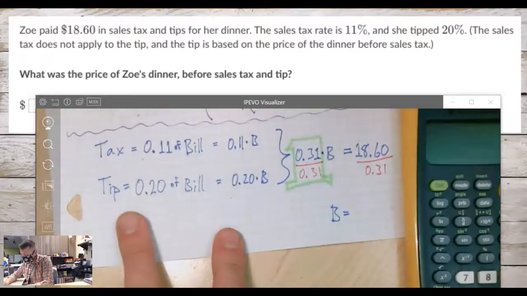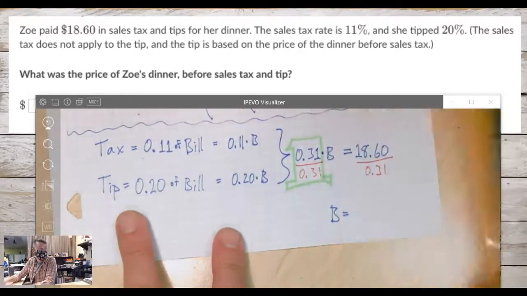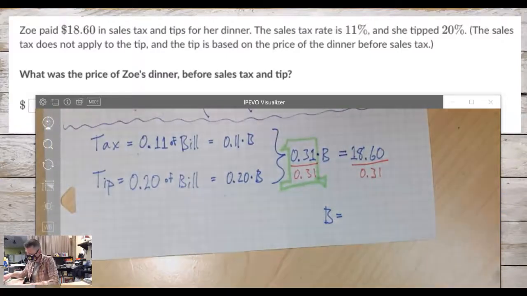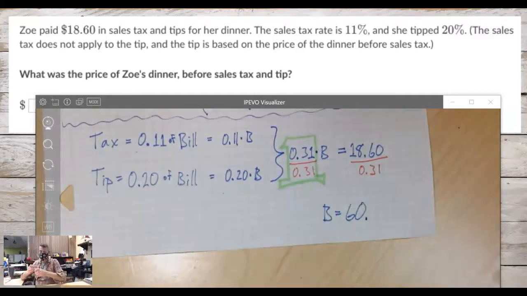And then $60. So B is equal to 60. Now be careful. What's the problem actually asked?